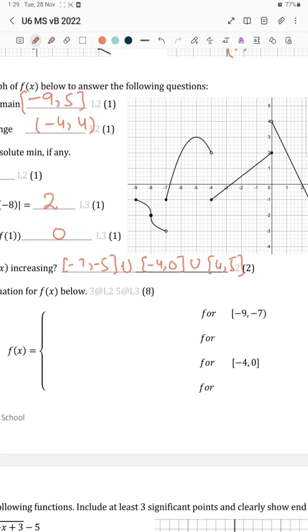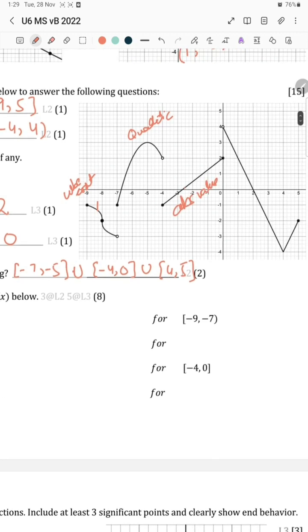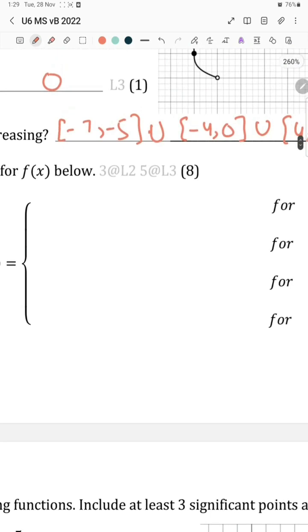Find the equation for the following f of x. This one is a cube root function, quadratic, this one is absolute value. This one, last one, is absolute value. This is line. Should I write the answers directly this time?